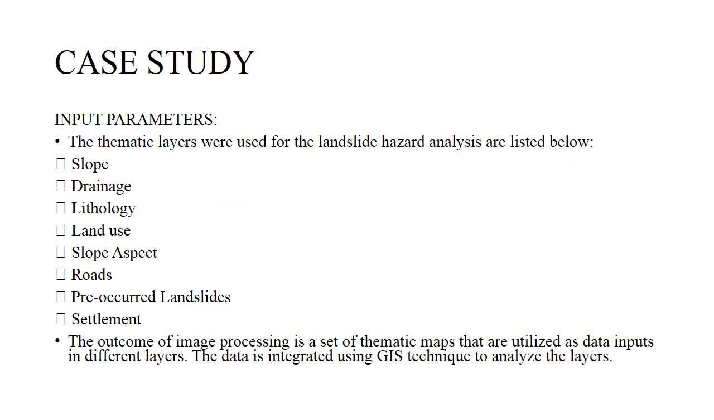Next we give input parameters of slope, drainage, lithology, land use, slope aspect, roads, and previously occurred landslides and settlements. All the previous data is also an input parameter, and then the outcome of image processing is a set of thematic maps that are utilized as data inputs in different layers. The data is integrated using GIS techniques to analyze the layers. So you have the model of the whole land, and then you give all these parameters: slope values, which part of the land is being used, the angle, where the roads are. Everything is provided, and then the outcome will be a map.